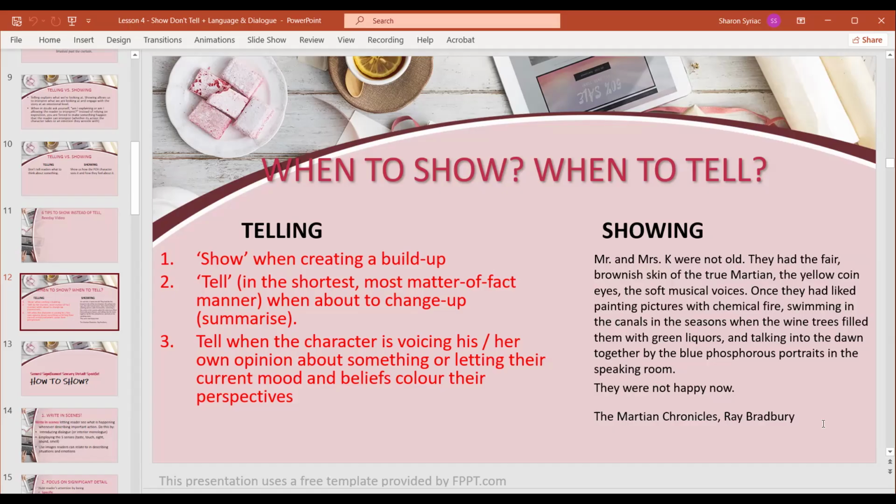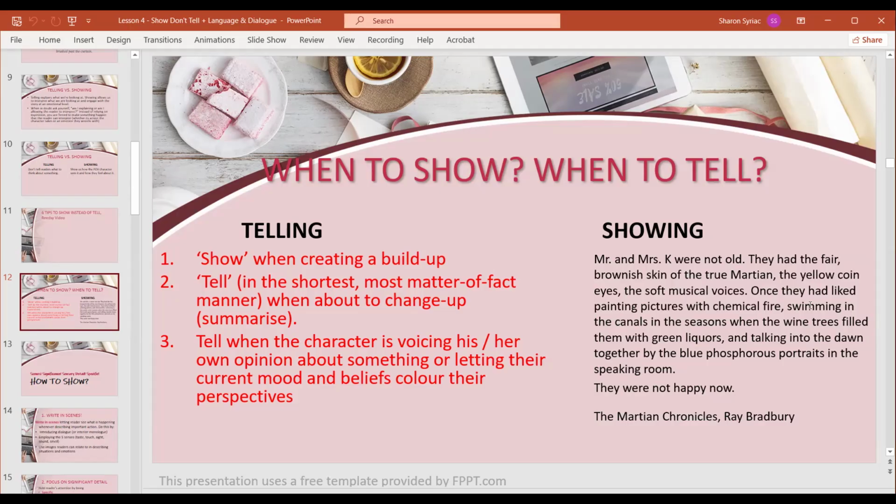Right, so that's the writer of these Martian Chronicles. Now, Mr. and Mrs. K were not old. Is that showing or telling? Telling. Right, that's telling. From they had the fair brownish skin to room. Is that showing or telling? Showing. That is showing. They were not happy now. Is that showing or telling? Telling. Good. So notice that there is a mix of showing and telling.